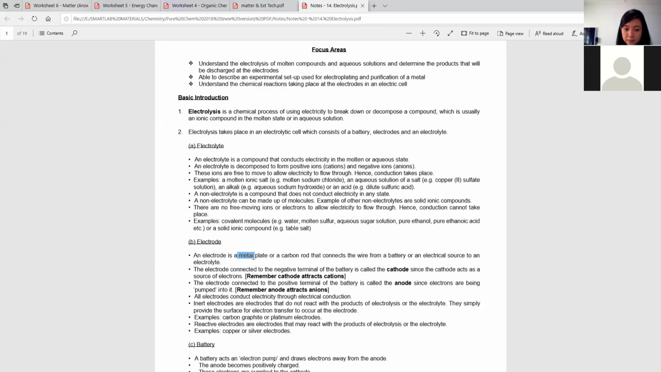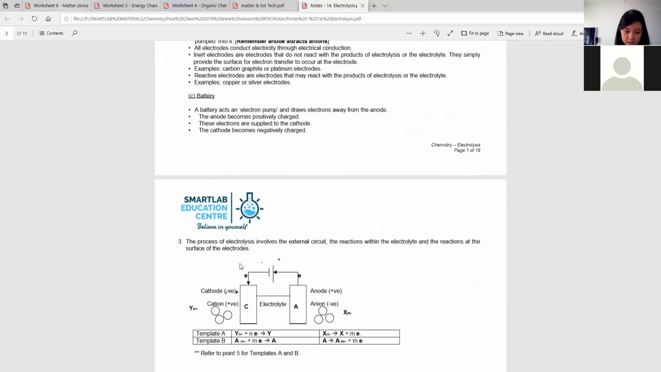So electrode is a metal plate or a carbon rod that will connect the wire from a battery or an electrical source to an electrolyte. If you look at the diagram, it actually looks like this. Okay, you have the battery here, you have your wires, then you got your electrode, then you have your electrolyte. So then there will be a complete circuit, provided the electrolyte has ions.